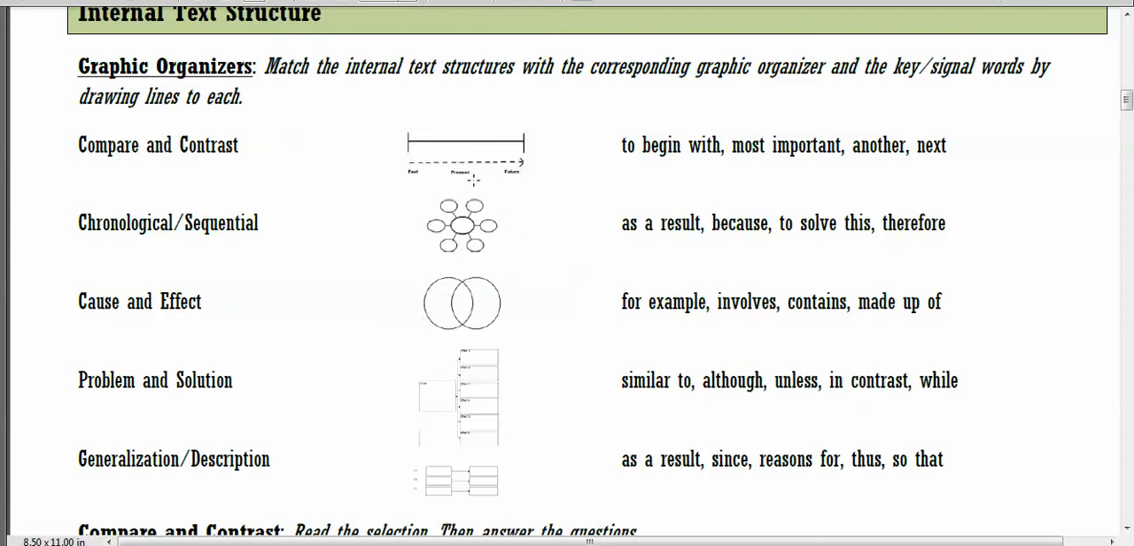For this type of text structure, you're going to see words such as involves, contains, made up of. One I remember as a kid reading was a teacher had done a descriptive piece on summer. It was all of the things to describe summer, the smell of summer, the experience of summer. All of that is descriptive.